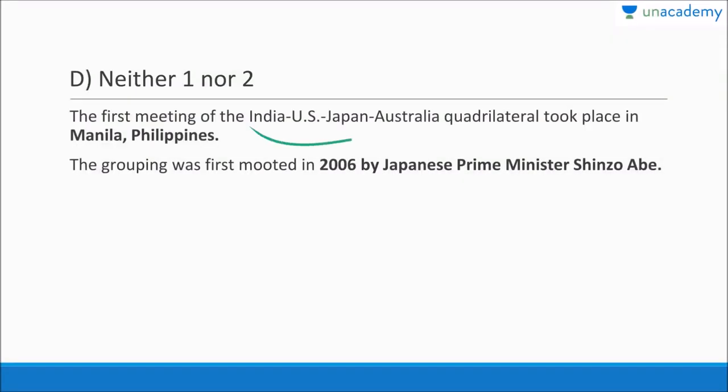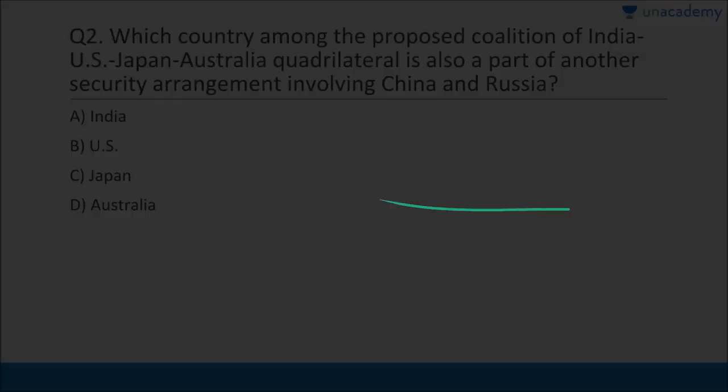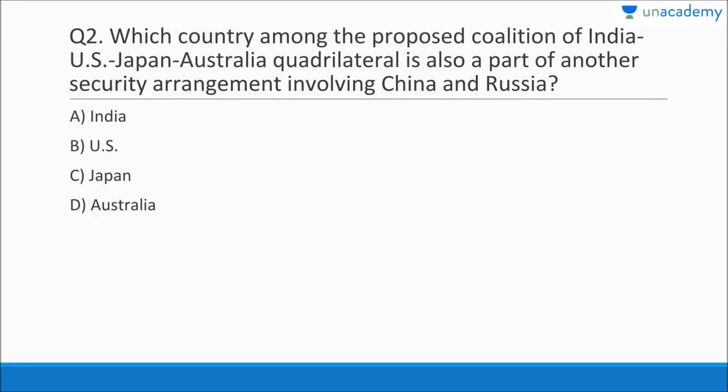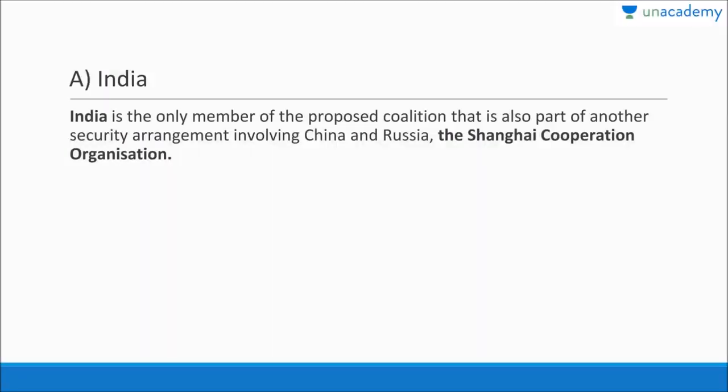So the first meeting of the India-US-Japan-Australia quadrilateral, just remember these four countries make the Quad, took place in Manila, Philippines. And the grouping was first mooted in 2006 by Japanese Prime Minister Shinzo Abe. Which country among the proposed coalition of India, US, Japan, Australia quadrilateral is also part of another security arrangement involving China and Russia? Answer here is A, India. So India is the only member of the proposed coalition that is also part of another security arrangement involving China and Russia, and that is called the Shanghai Cooperation Organization.